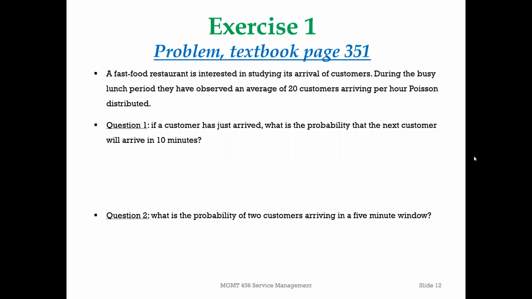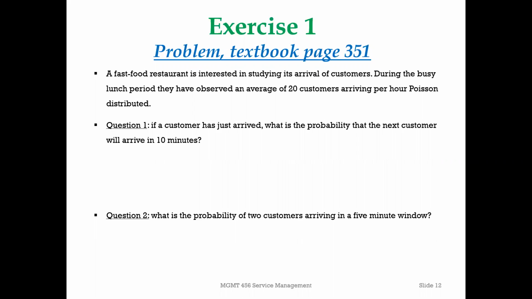So far, we discussed the two kinds of distribution. One is exponential distribution. The other one is Poisson distribution. The question is, when do you use Poisson distribution and when do you use exponential distribution? So both distributions, we use to calculate the probability.